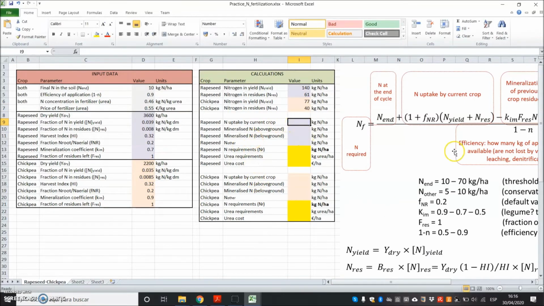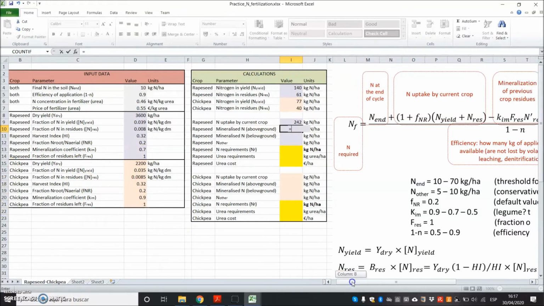Okay, now let's calculate the uptake. The uptake will be 1 plus the fraction of nitrogen in the roots multiplied by the nitrogen that is contained both in the harvested organ and the residues. 242 kilos. The mineralized nitrogen from above ground residues of the previous crop will depend on the data of the previous crop, which in this case is chickpea.